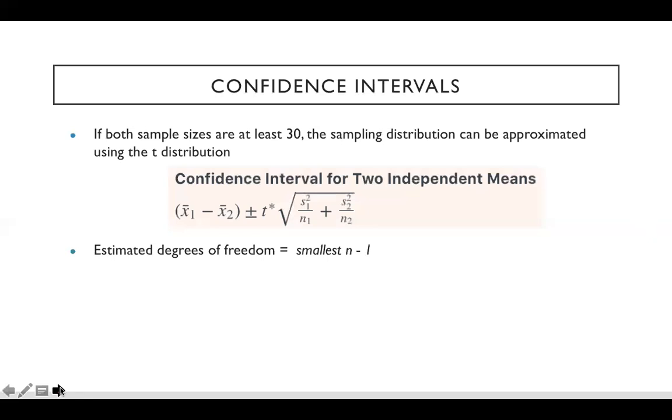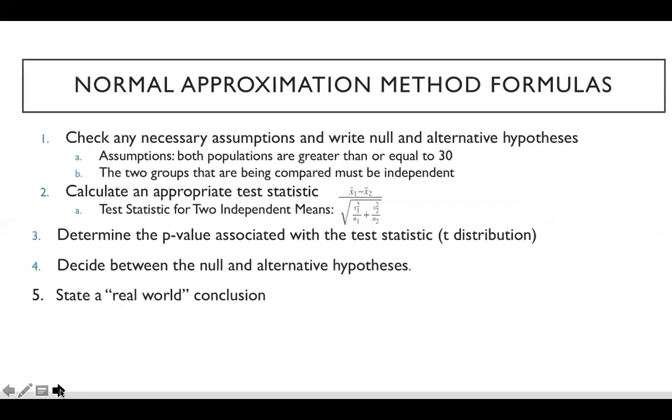The degrees of freedom we use for two independent means, since we have two different sample sizes, we just take the smallest sample size and we use that to calculate our degrees of freedom. So from there, it's the same as before. We'll just subtract 1 from the smallest sample size to get our degrees of freedom. So from there, we'll do the same thing as we did before.